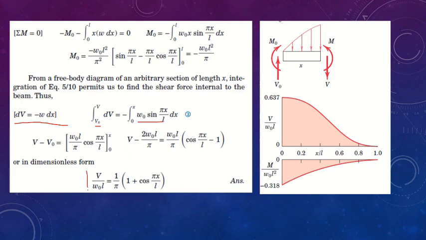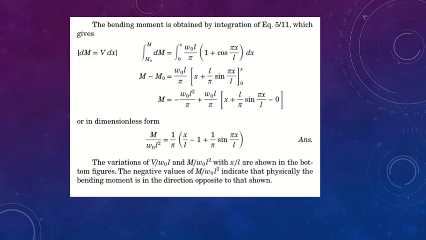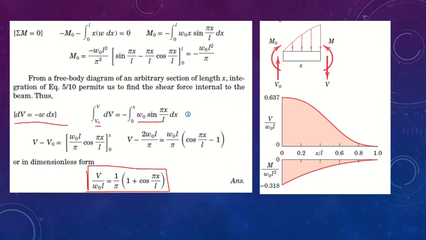Further, using the same relation, dM by dx equals V, we are going to solve for the moment equation. And these are the two generalized equations. When we take these two generalized equations and draw a diagram, we can see that based on the cosine, when x is equal to 0, cosine has its maximum value of 1, and you can get the value V naught by W naught L. As it moves away from 0 to higher radians, you can see it is reducing.